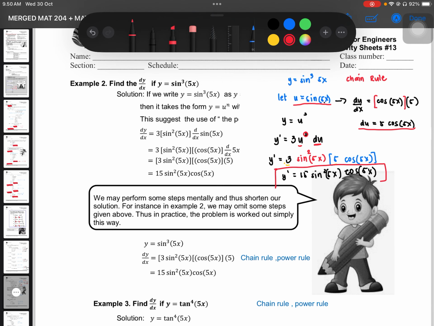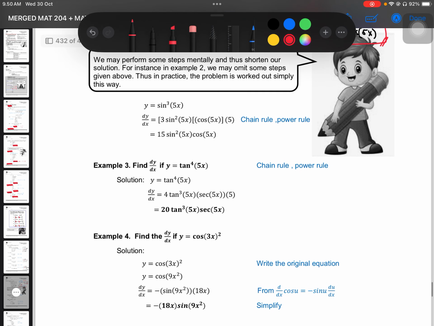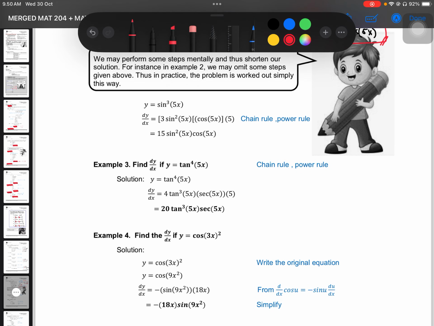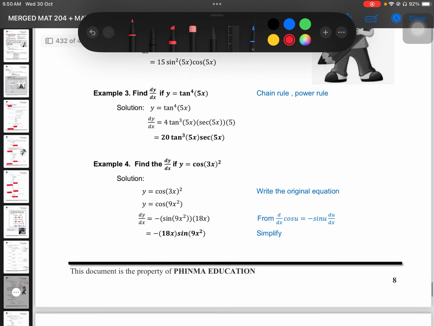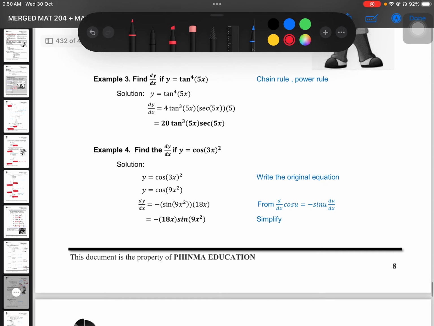So, ganun lang. Okay? So, pwede naman kayong tuloy-tuloy, dire-diretso, pero kung mas nadadalian nyo yung ganito na mag-let u muna kayo, then kuhanin nyo si du, tapos substitute nyo na lang dito sa nakuha nyo. Okay? So, same process here, dito sa example number 3. But what about this one? Paano naman pagdating dito kay example number 4?